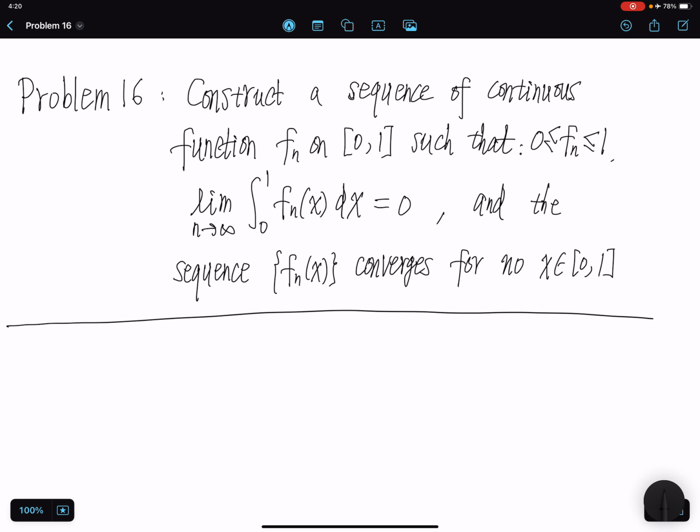Today we'll be working on the following problem. We want to construct a sequence of continuous functions f sub n on [0, 1] such that f sub n is between 0 and 1, and the limit of the integral of f_n over [0, 1] goes to 0 as n goes to infinity, and the sequence f sub n of x diverges for any x in [0, 1].